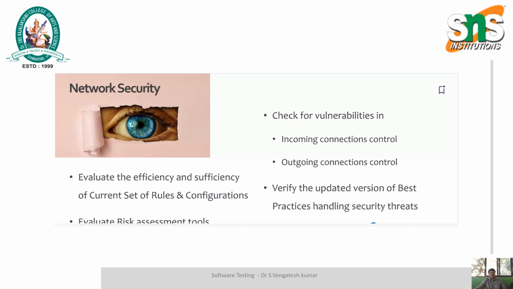And next, we discuss what aspects you have to look after in network securities which are concerned in our cybersecurity. Evaluate the efficiency and sufficiency of the current set of rules and configurations, the risk evaluation and assessment tools which are required, check for vulnerabilities in each and every aspect of the case studies or the threats which come in, incoming connection controls and outgoing connection controls, and verify the updated versions of the best practices for handling security threats. These are the topics which have to be discussed in these case studies.